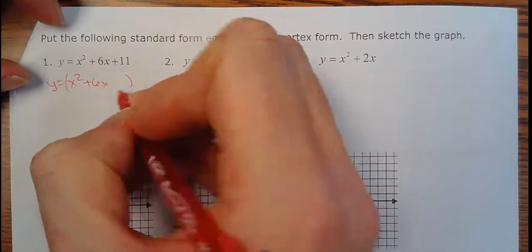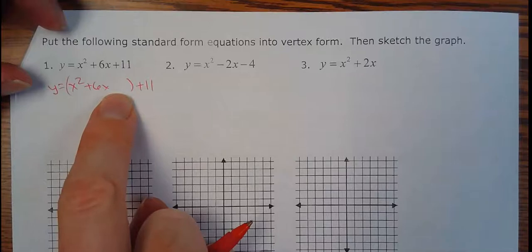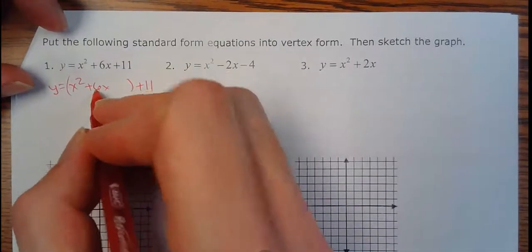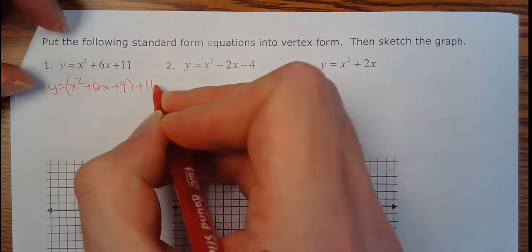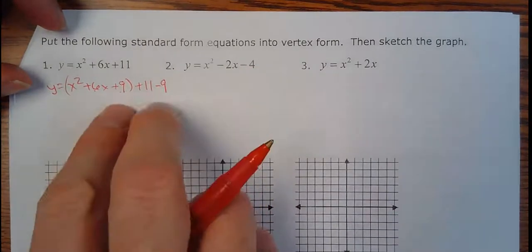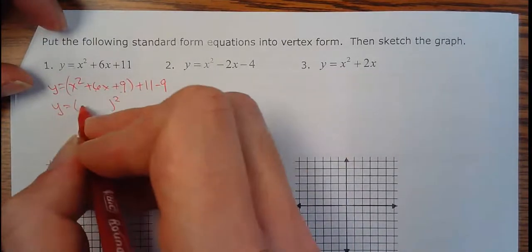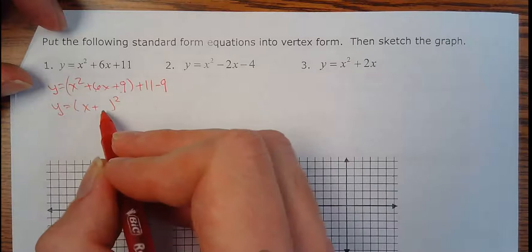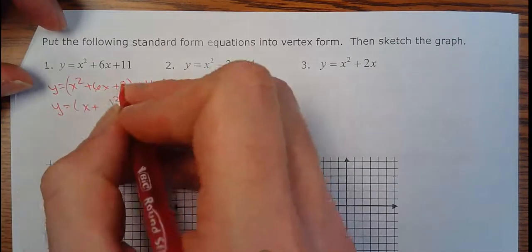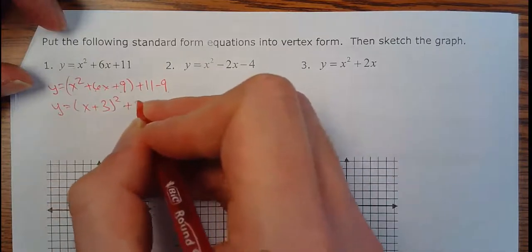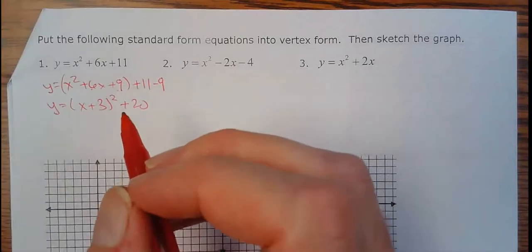So I'm going to push 11 over to the side and put the number in that you want. I want 9, because half of 6 squared is 9. But since I just added 9 to that side of the equation, I have to undo that by subtracting 9. That way the net gain is 0. Okay? So this would be what binomial squared? What would I have to double to get 6 and square to get 9? 3. So there's vertex form.